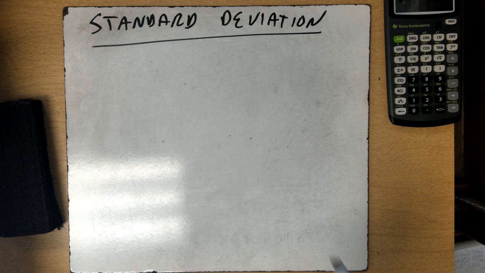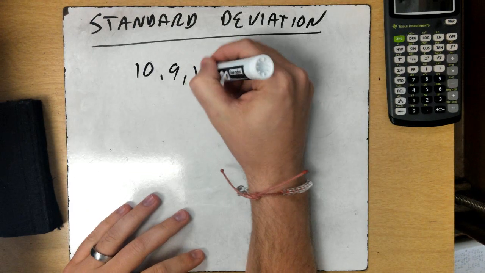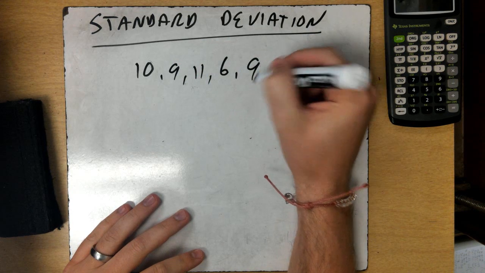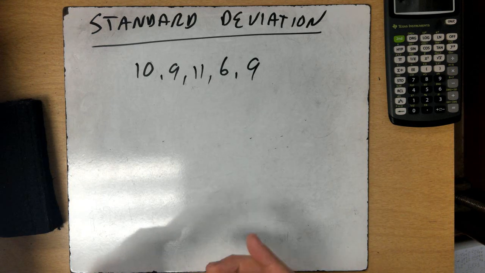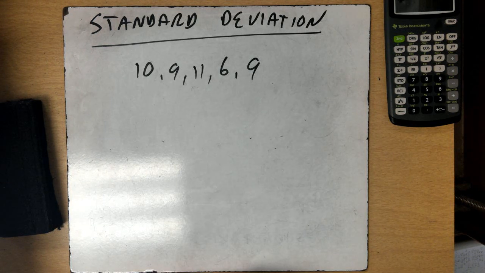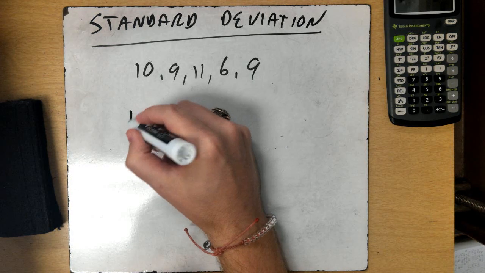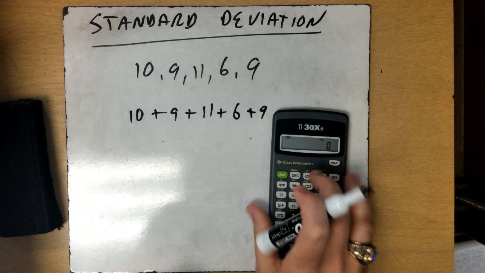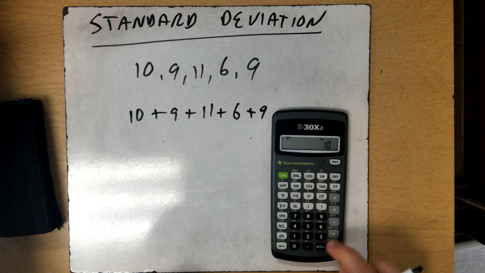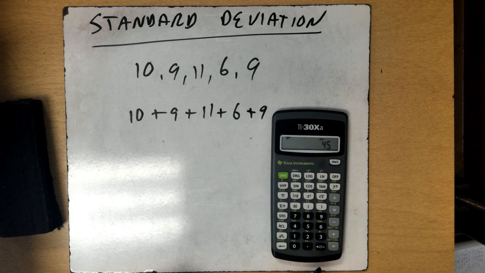So let's say you have a set of data points. Let's do 10, 9, 11, 6, and 9, okay? The first thing we're going to do is find the mean of this data. If you remember, to find the mean, you add up all the numbers and divide by how many there are. So we're going to add these all up: 10 plus 9 plus 11 plus 6 plus 9 equals 45.